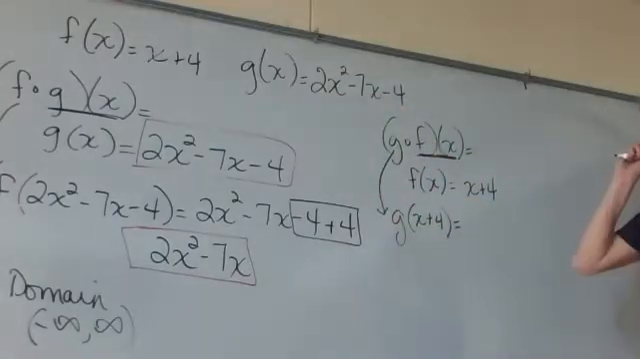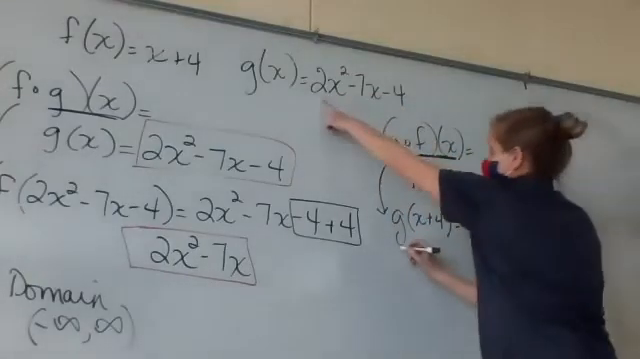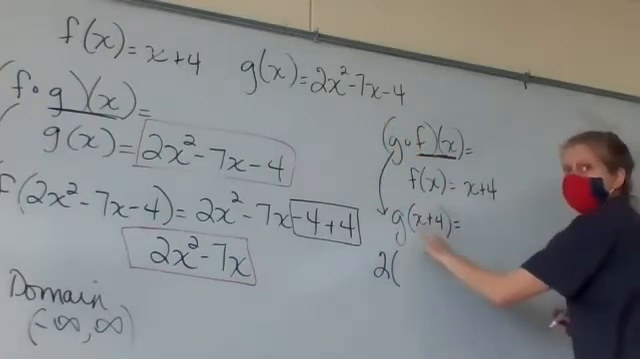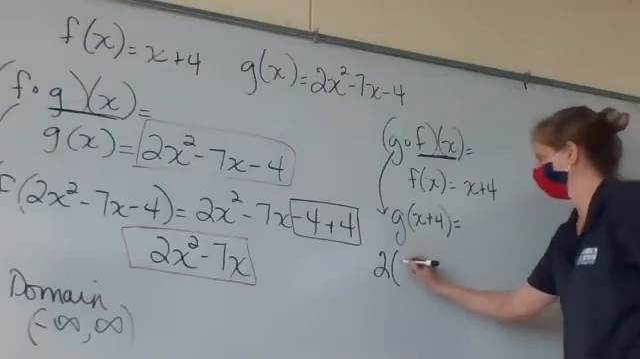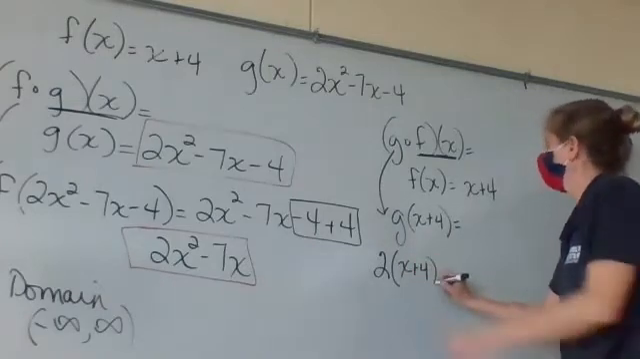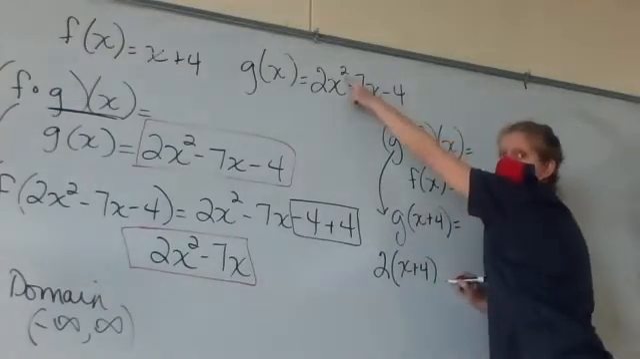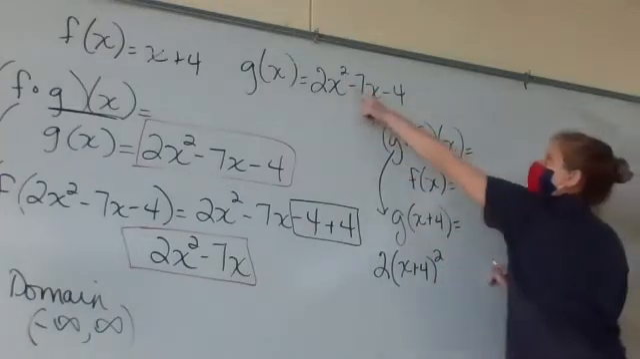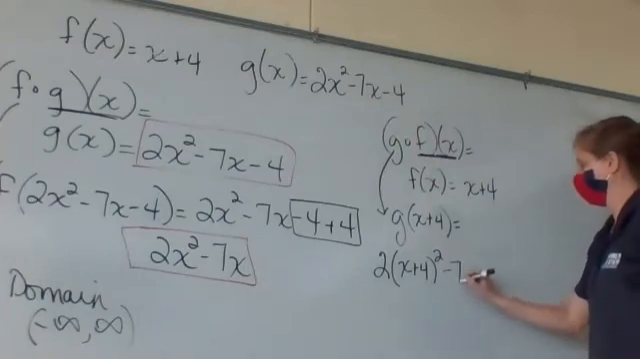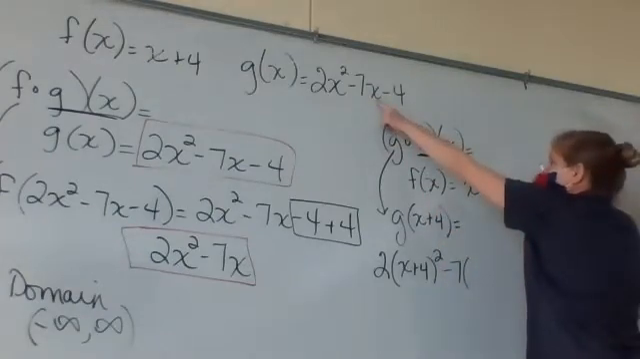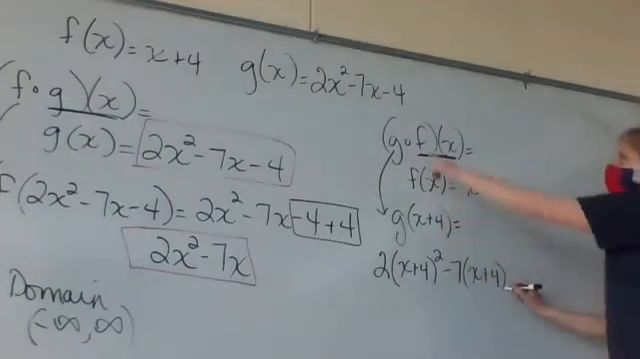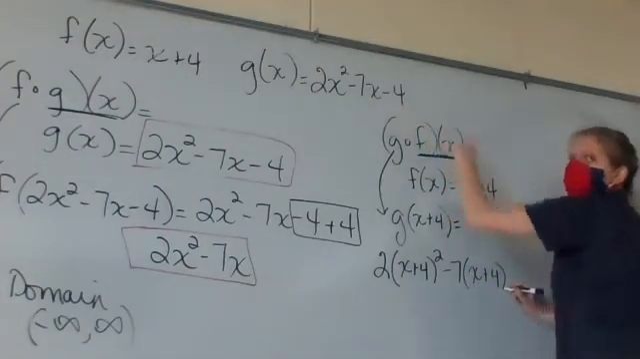So let's see what that looks like. I have 2. Now, instead of this x, I replace it with x plus 4. And then it's squared. Then what's next? Minus 7. What do I put instead of x? X plus 4 again. And then minus 4.